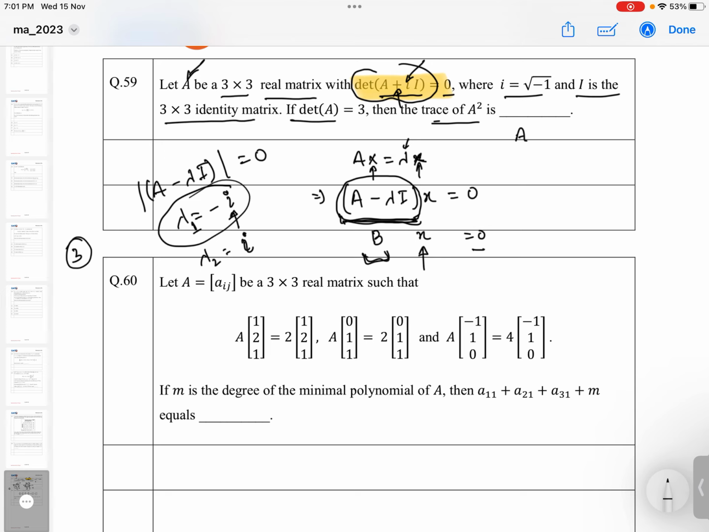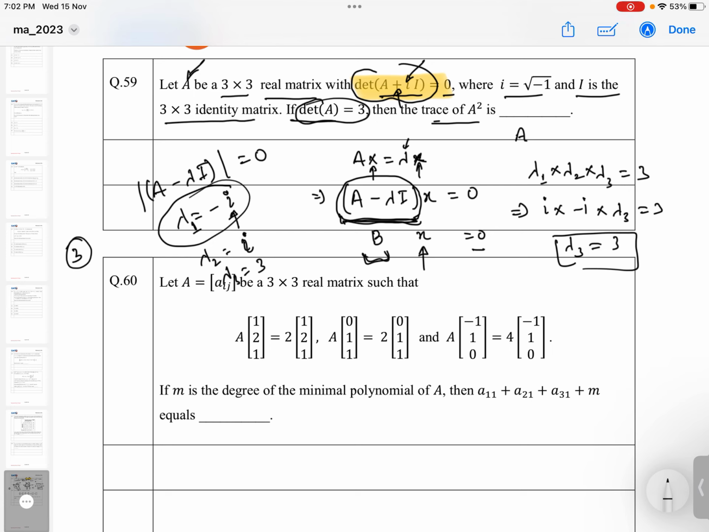One more piece of information is given, that the determinant of A is 3, and the determinant of A is nothing but the product of eigenvalues. So that is 3, it is given. From here, if you calculate lambda 3, I into minus I into lambda 3 is equal to 3. I square is minus 1, and minus times minus, so lambda 3 is 3. So we have got the 3 eigenvalues.